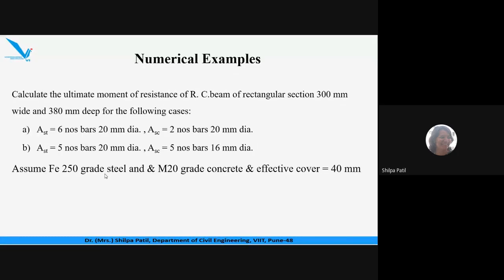Guys, whatever I have told you, 380 mm deep, it is the overall depth, because the effective cover is given here. So this is the overall depth. 380 mm is the overall depth.